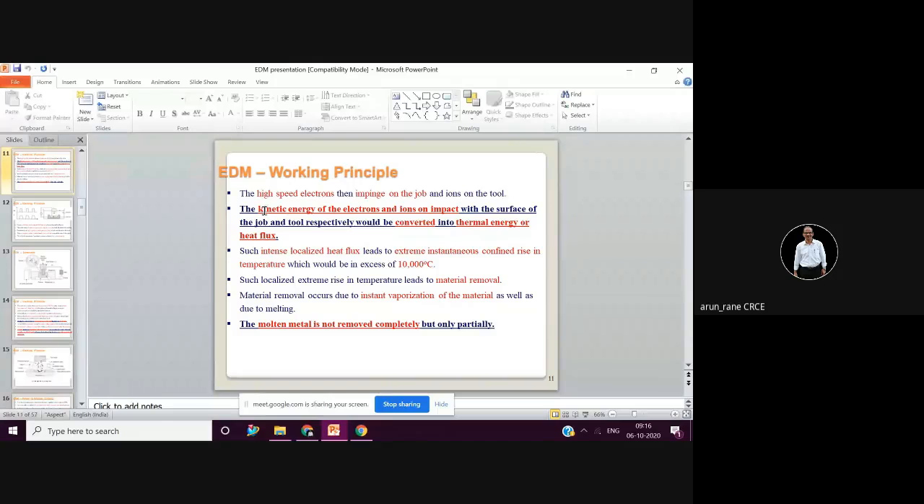Whatever is underlined, you can remember. That is, the kinetic energy of the electrons and the ions, on impact with the surface of the job and the tool respectively, is converted into thermal energy, and that causes the erosion. And the temperature is around 10,000 degrees Celsius. So the erosion is also taking place because of the heat, and that's why you have to keep on lifting the electrode, and that's why the servo plays a very important role.